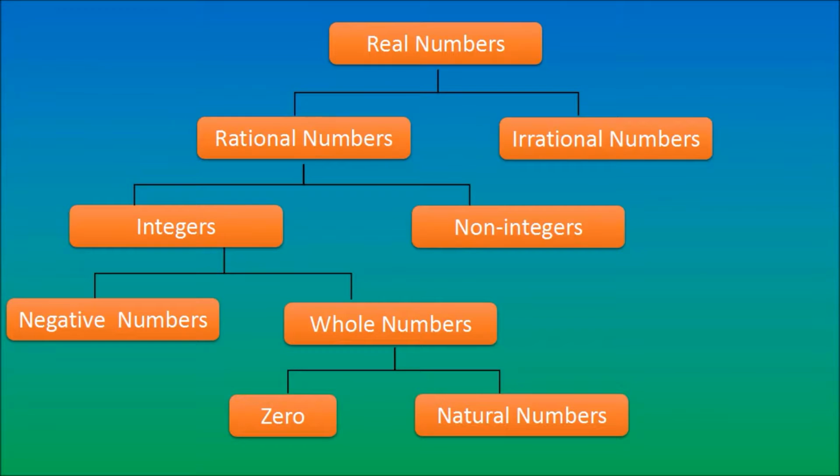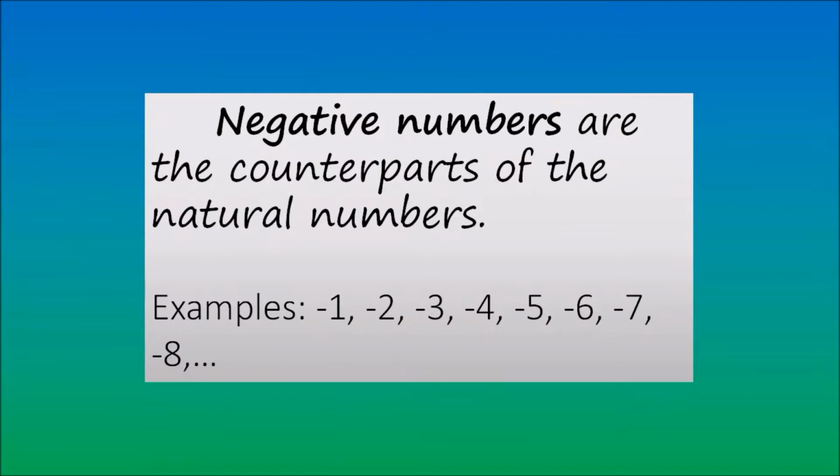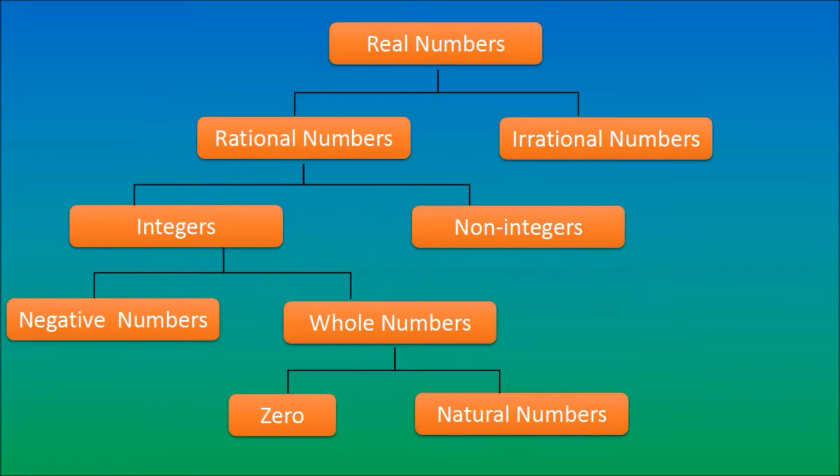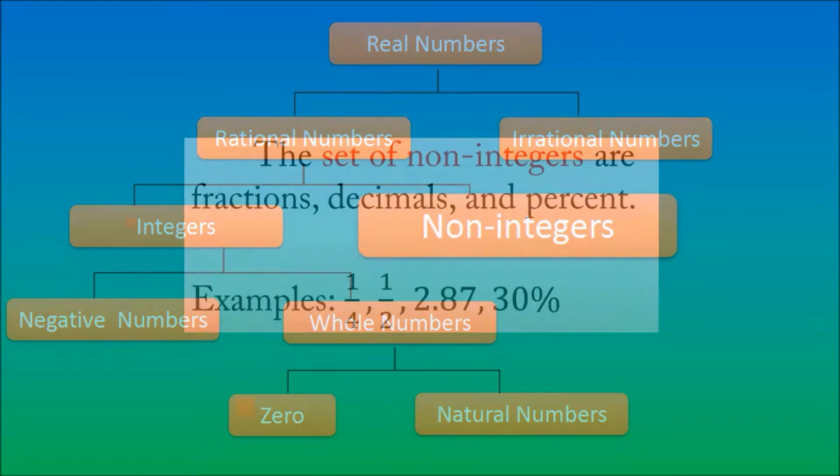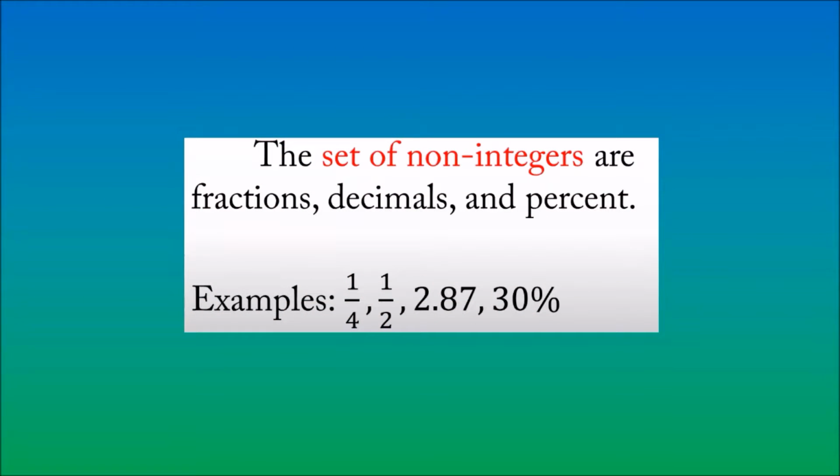Negative numbers are the counterparts of the natural numbers, such as -1, -2, -3, -4, -5, and so on. The set of integers comprises the set of whole numbers and their negative counterparts. The opposite of integers are the non-integers. These are fractions, decimals, and percent. Examples, we have 1/4, 1/2, 2.87, 30%.